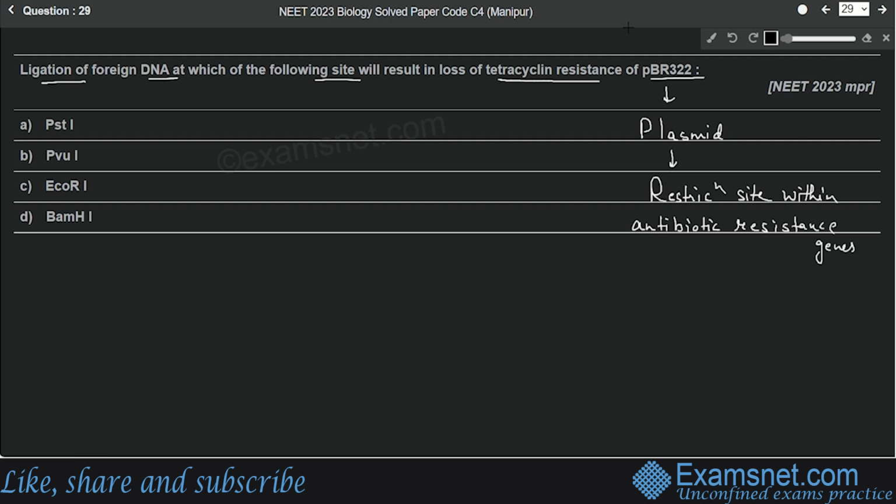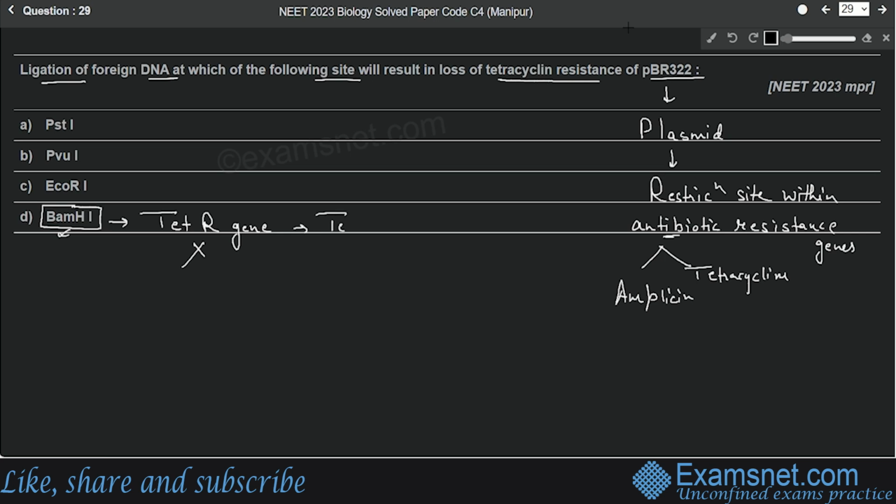Now there are two main types of antibiotics, ampicillin and tetracycline. So here, out of the given options, only the BamHI site, the last option, is present within the tetracycline resistance gene. Therefore, if we insert or ligate a foreign DNA at this BamHI site, then it will disrupt the tetracycline resistance gene, and it will result in the loss of tetracycline resistance.